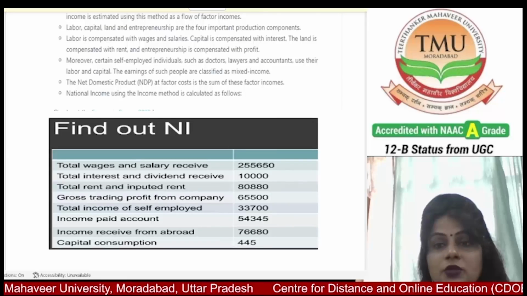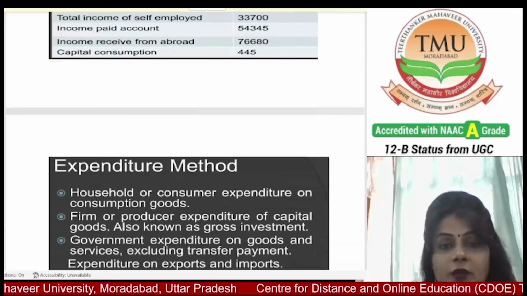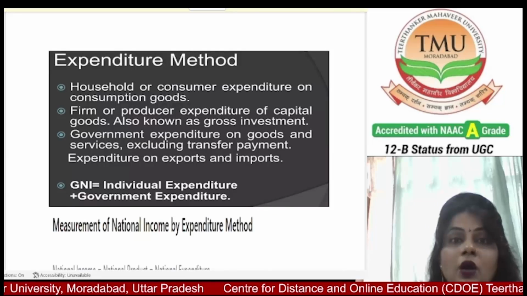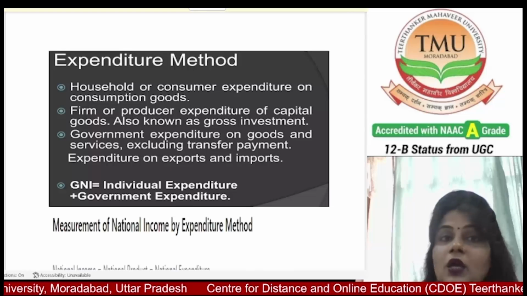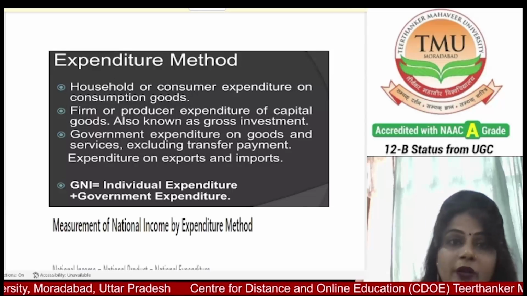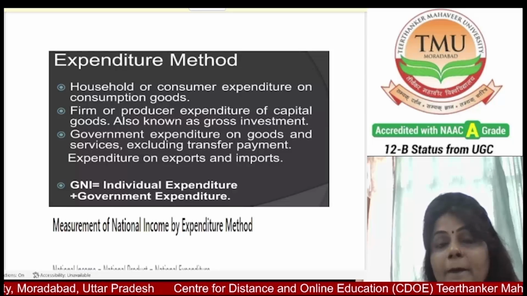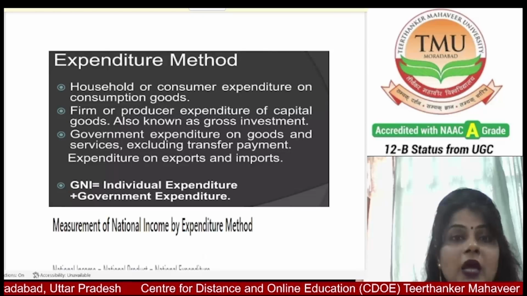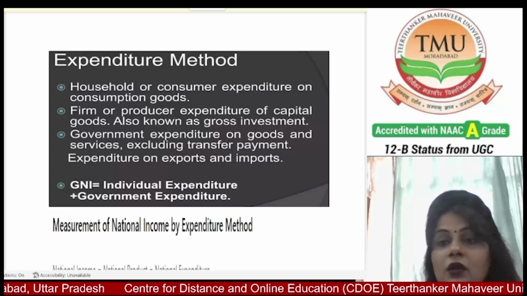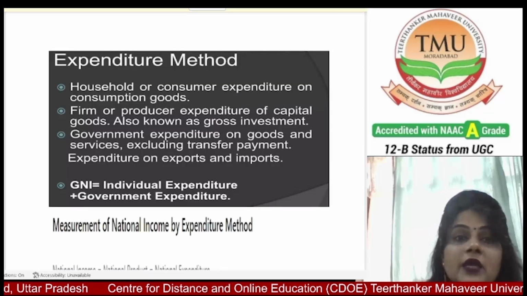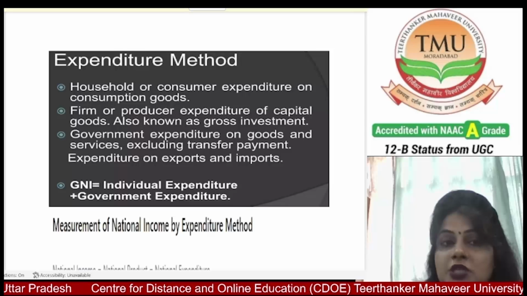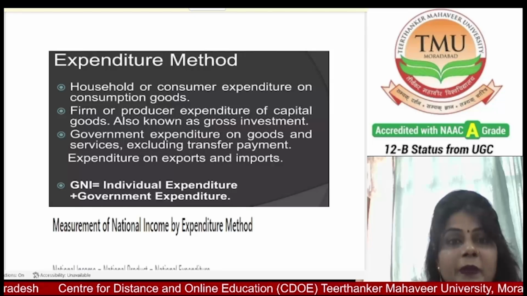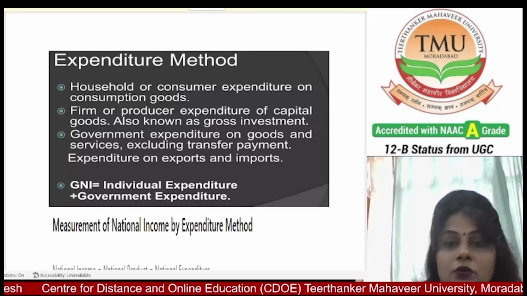Hope, students, you have well understood the income method of national income. Now we discuss the expenditure method. In the expenditure method, we have household or consumer expenditure on consumption goods, firm or producer expenditure on capital goods, also known as gross investment, government expenditure on goods and services excluding transfer payments, and expenditure on exports and imports. So GNI, gross national income, is individual expenditure plus government expenditure.